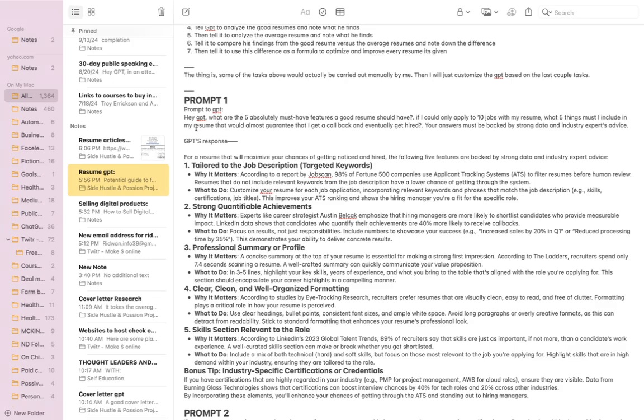It says, "Hey GPT, what are the five absolute must-have features a good resume should have? If I could only apply to 10 jobs with my resume, what five things must I include in my resume that would almost guarantee that I get a callback and eventually get hired? Your answers must be backed by strong data and industry experts' advice."